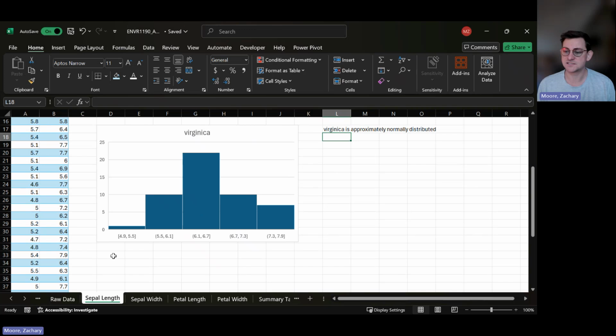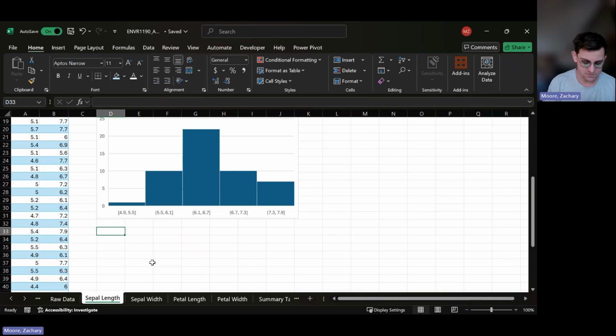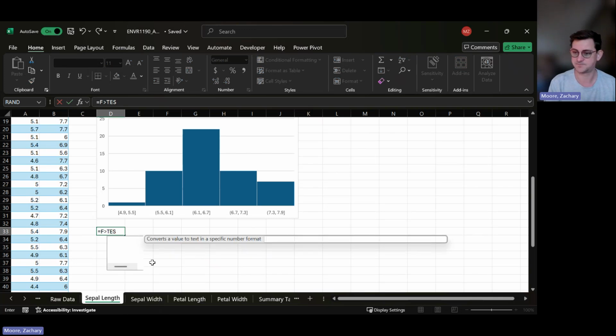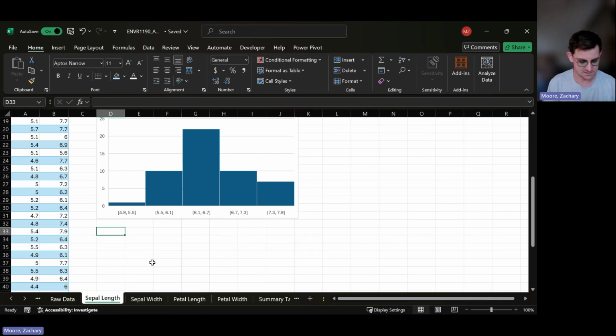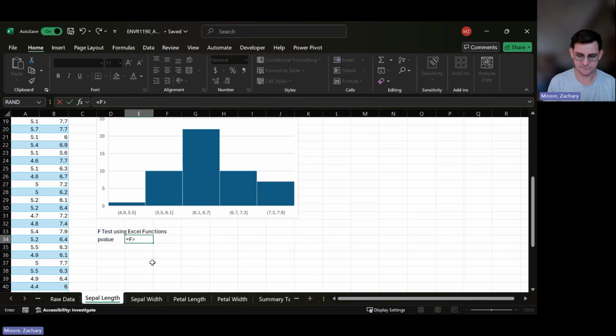What we're going to do next is test our assumptions of equivariance. And we do that with the f-test to figure out if we use the t-test with equal or unequal variances. Now there are two different ways that you can do this. The easiest one is to use the f.test function. So I'm just going to write this out, f-test using Excel functions, and what we're going to get is a p-value. So in this cell, we're going to write equals f.test.